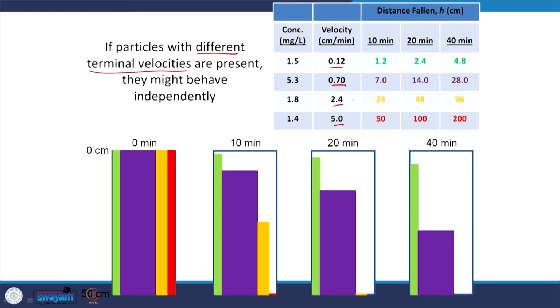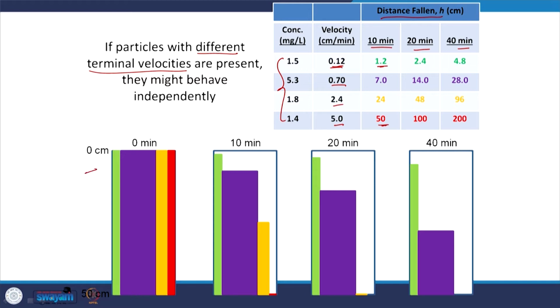The concentration of the compounds with these settling velocities is given out here. And then we have data of how much distance they have fallen after different times. So obviously if a particular particle has a greater settling velocity, it is going to travel a greater distance. If it has a lesser settling velocity, it is going to travel a lesser distance. Again, here we are still assuming discrete settling.